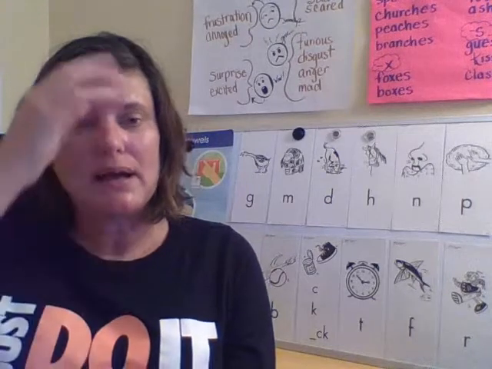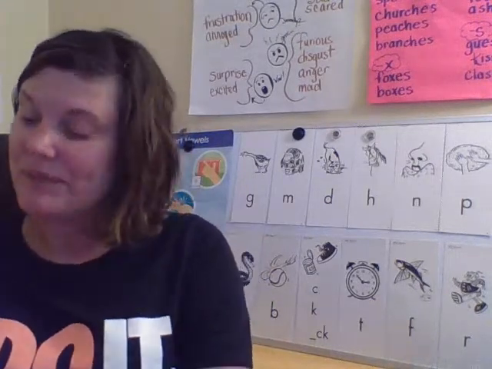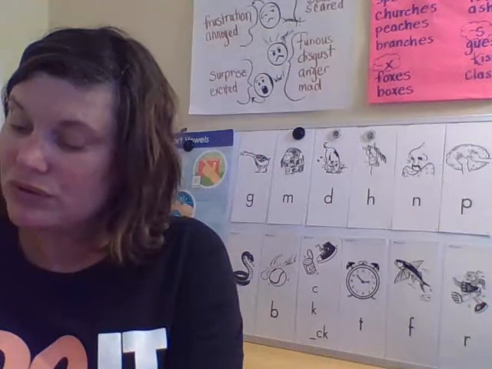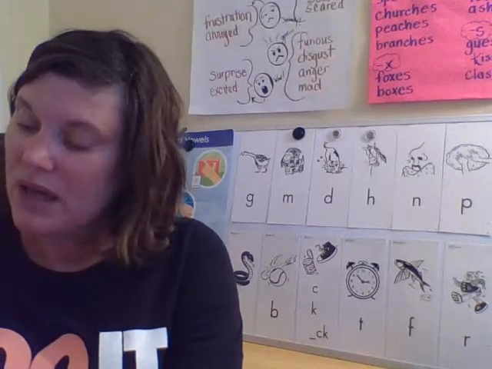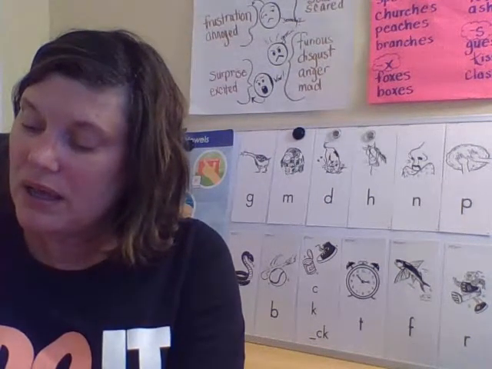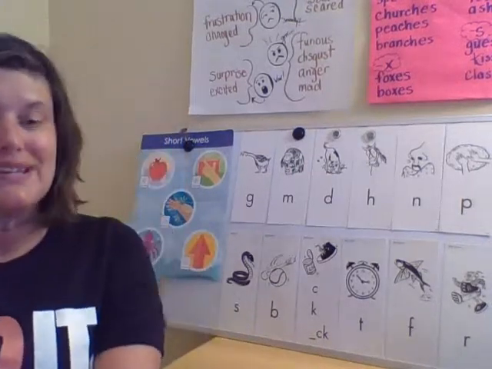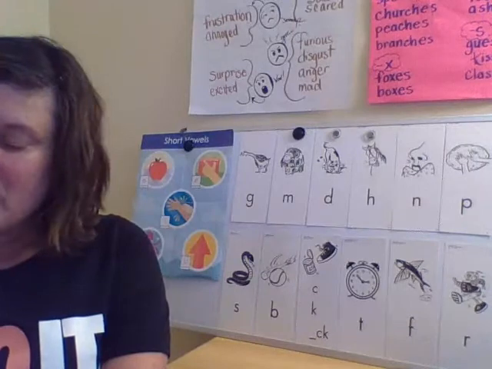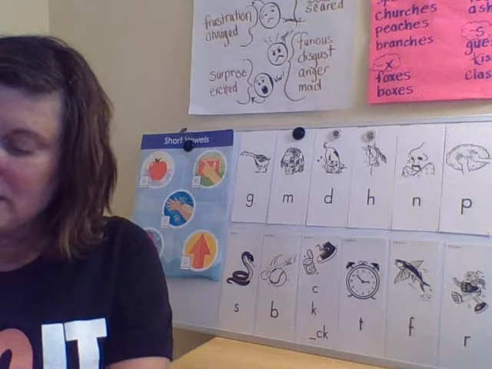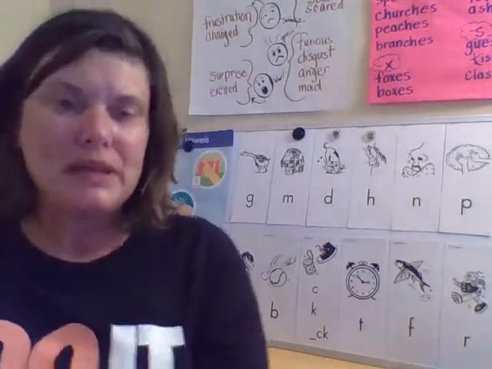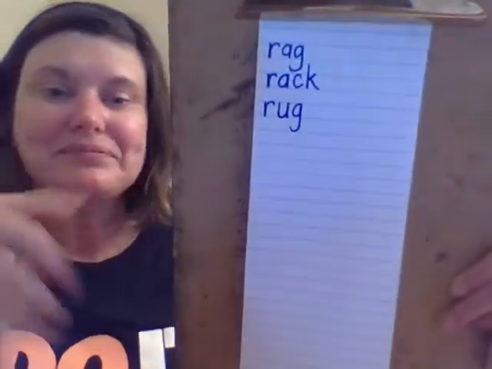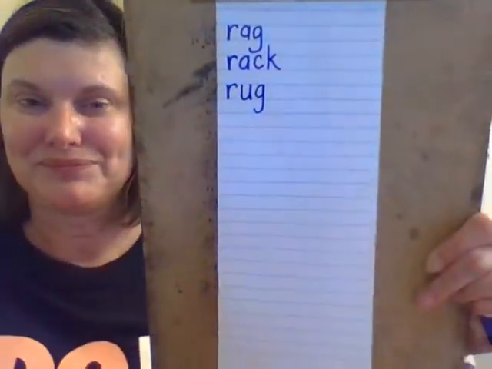Rug. Okay, go ahead and spell it. Rug, like the racing robot. Like up. I'll scoot over so you can see the up. G. I hear the gulping goose. Rug. Good job.